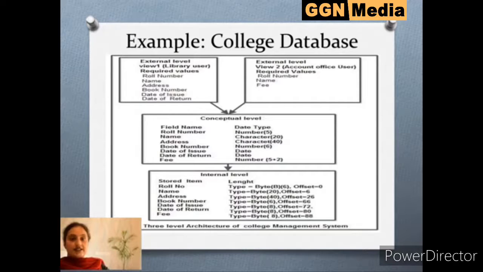Last level is internal level. Internal level shows how the data is actually stored in the database in bits and bytes. That is, what is the length, type and offsets used, what storage structures are used by the DBMS. So this is all about 3-level architecture of database management system.